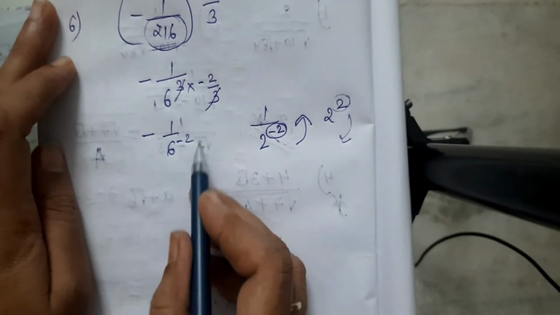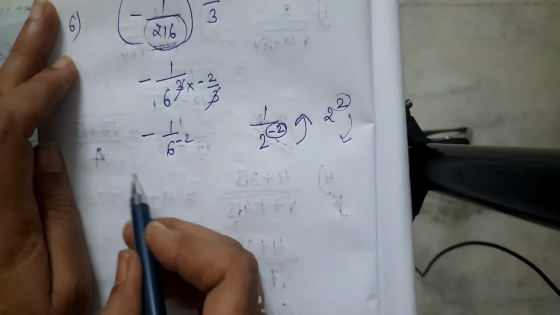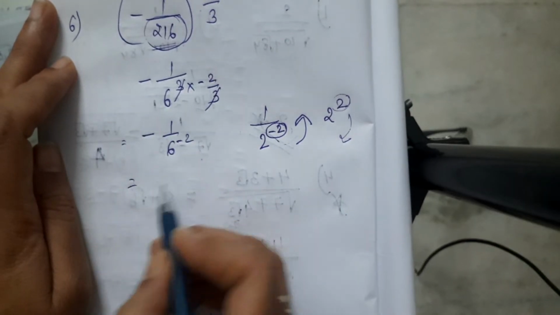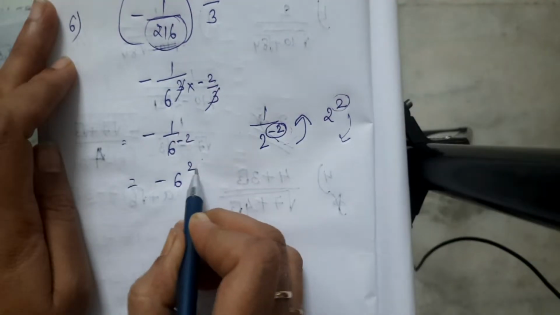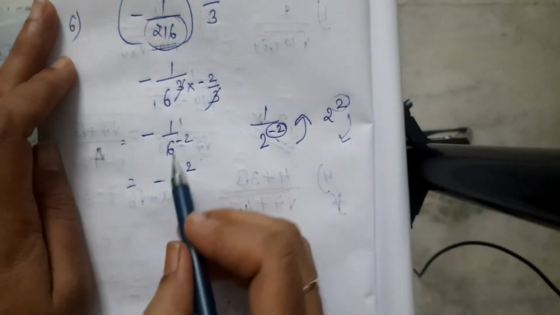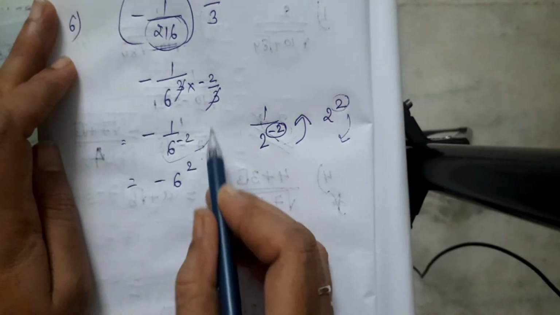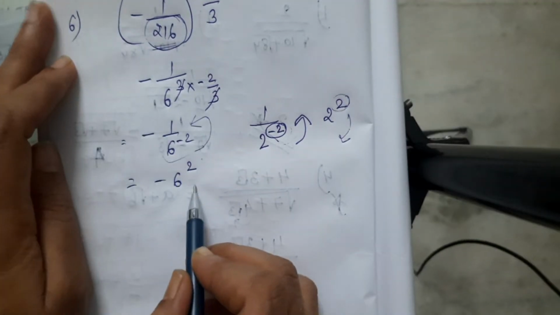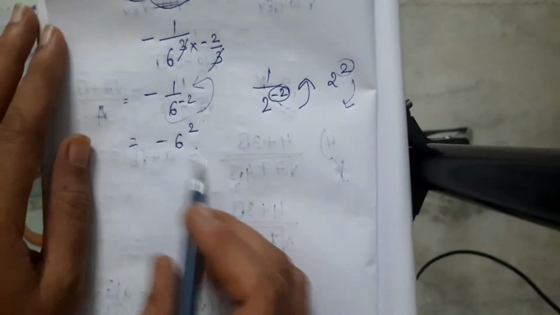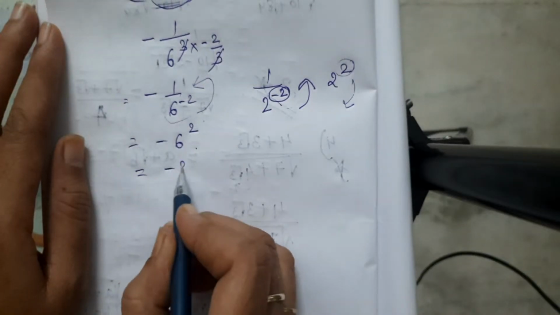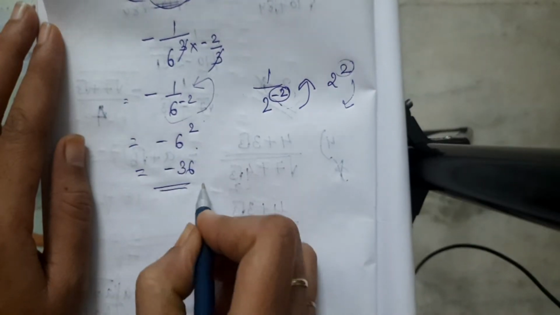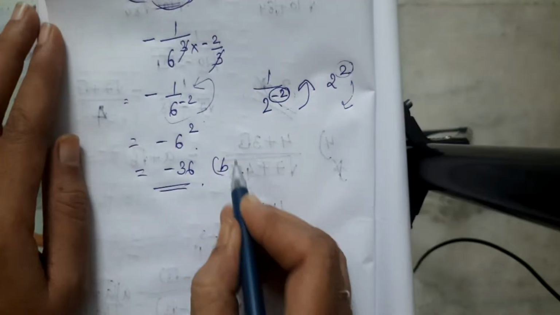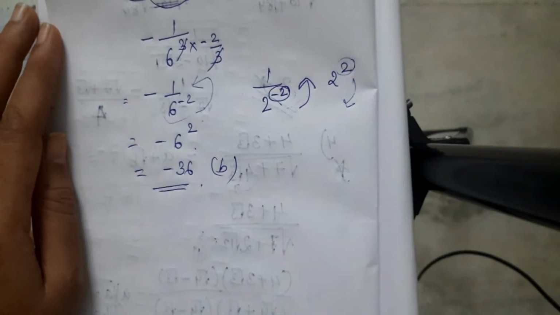In the same way, here 6 raised to minus 2 is there. So that we can write as minus 6 square, as we are shifting this from numerator to denominator, the power will become positive. So finally 6 square is 36. The answer is minus 36. This is option B. This we completed the 6th question.